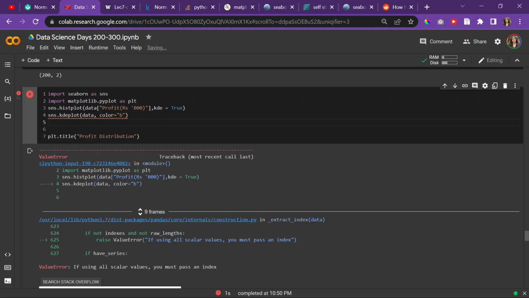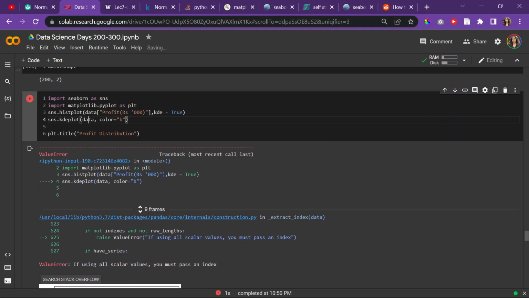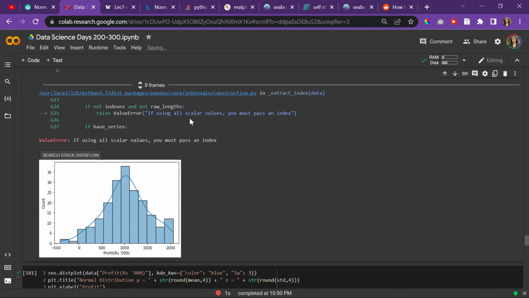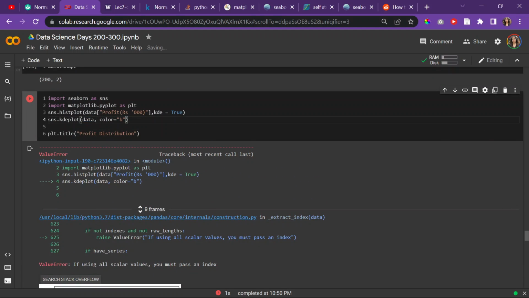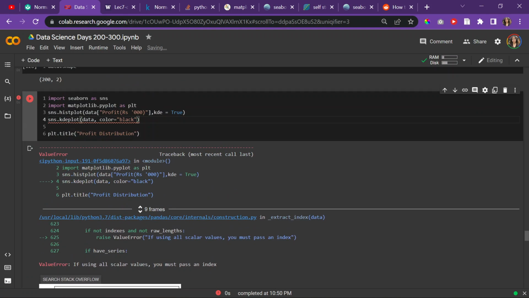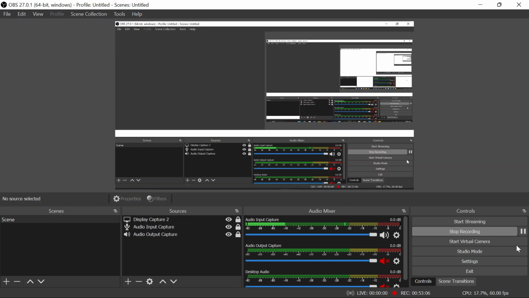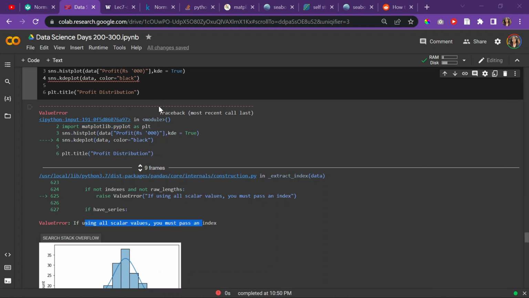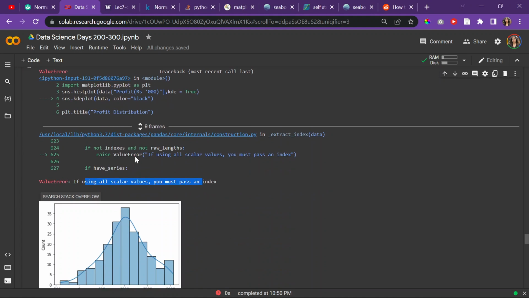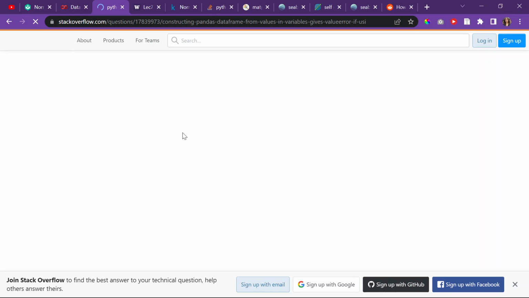Are you kidding me right now? It's not that hard. It's really not that hard. If I do black, will it work? Nope, that's amazing, isn't it? If using all scalar values, you must pass an index. Alright, I'm kind of getting annoyed. Search, Stack Overflow.